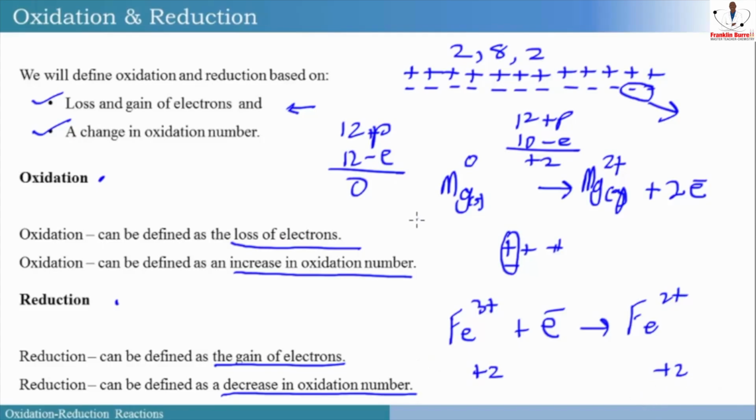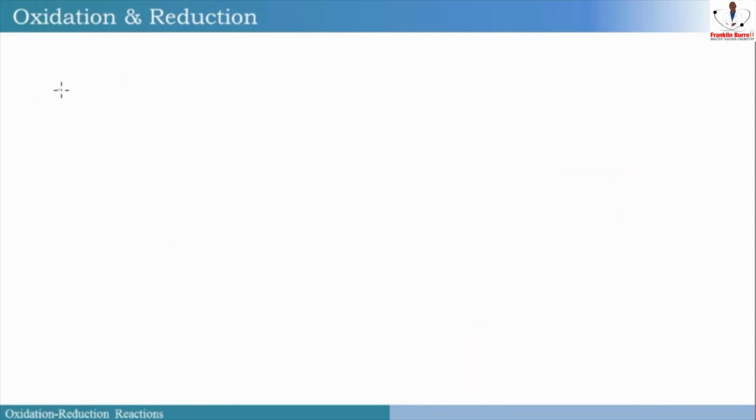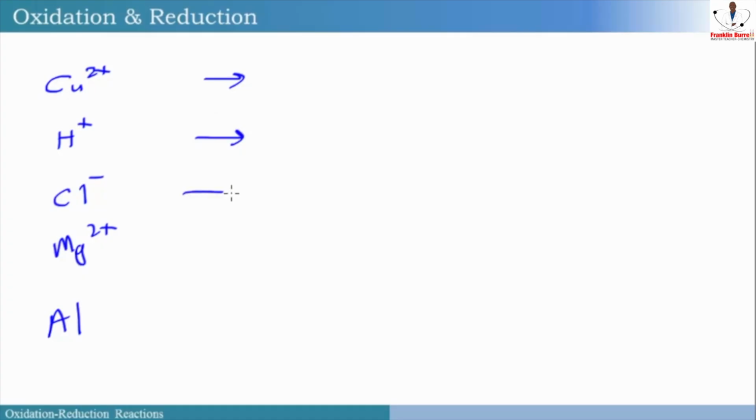Let's look at a few more examples. We're going to try copper 2 plus. Let's try H plus. Let's try Cl minus, Mg 2 plus, and of course aluminum. And we're going to see if in this case we have oxidation or reduction. Now let's check it out.